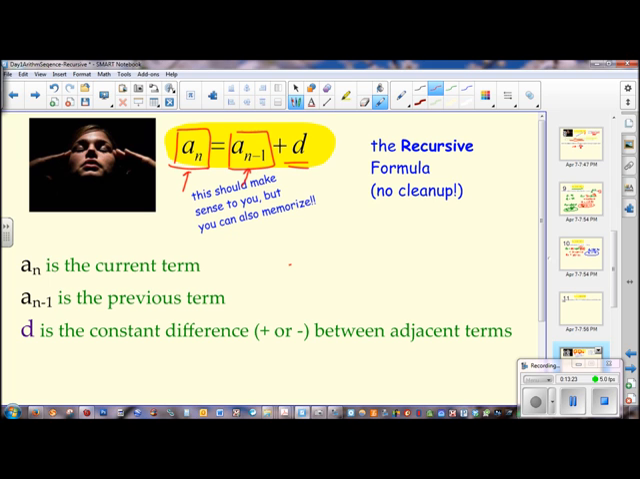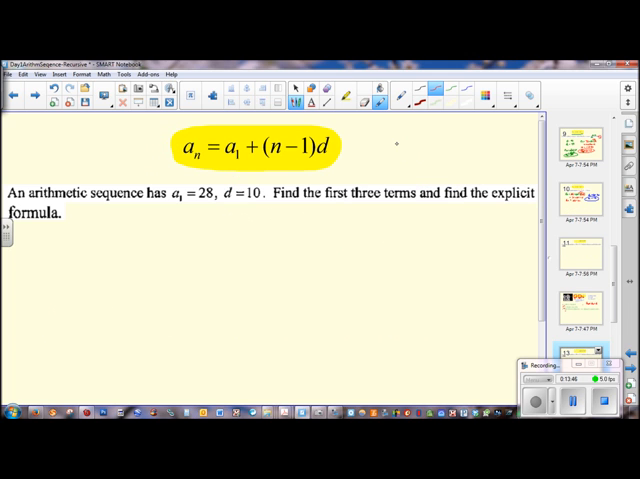We use that recursive formula. So I take the 14th term. It will look like this. If I have the 13th term, I can add whatever my common difference was to the 13th term, and I'll get the 14th term. So a sub n is the current term, a sub n minus 1 is my previous term, and d is the constant difference plus or minus. No cleaning up on that one should you have to come up with it.